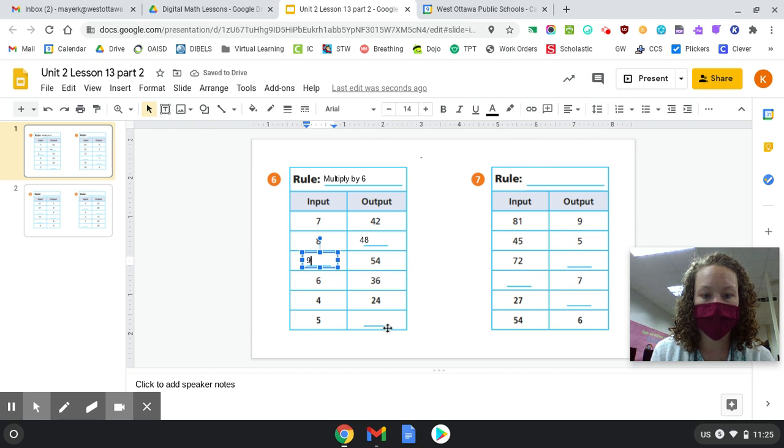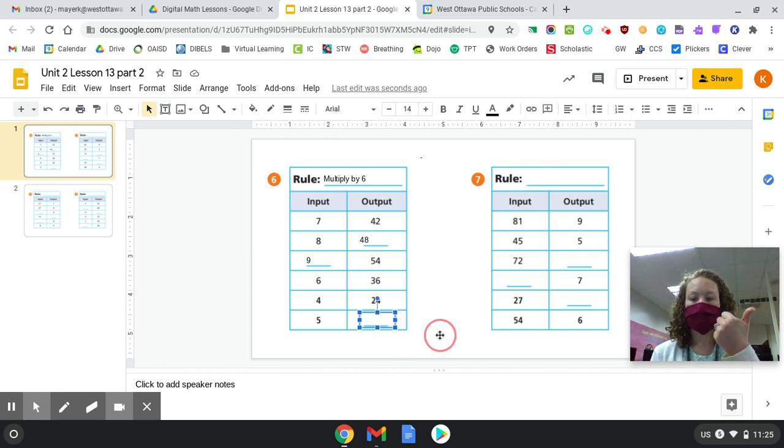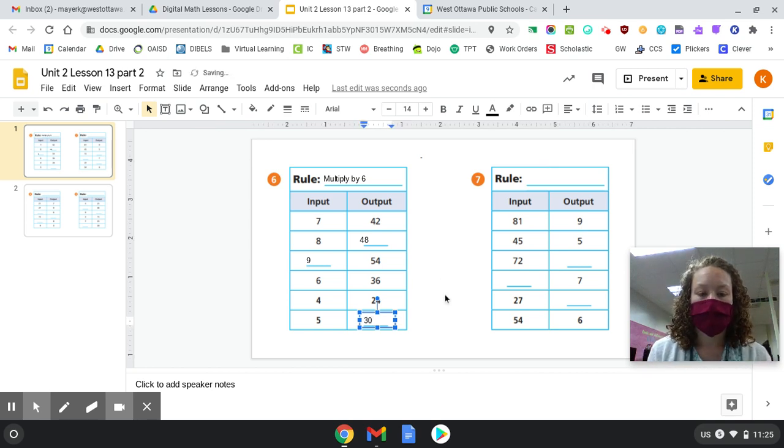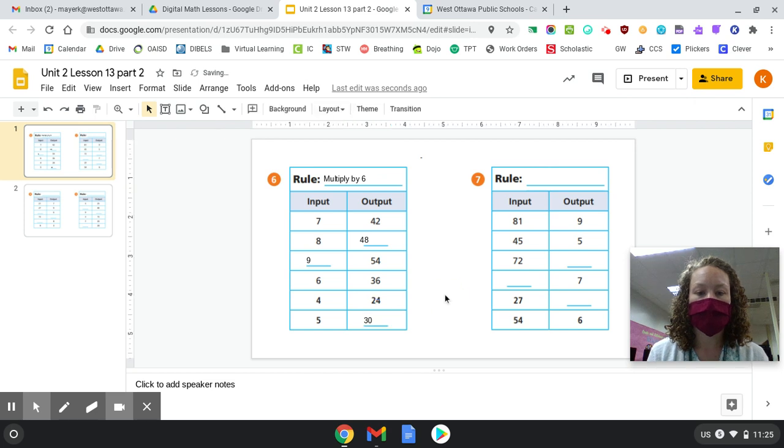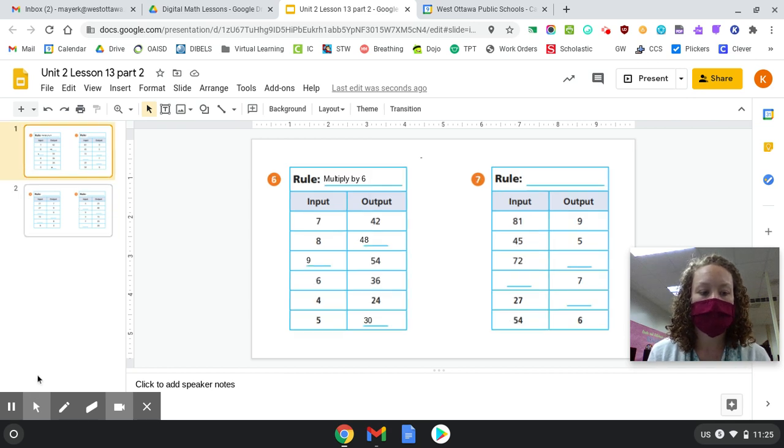And then our last one down here, we're starting with 5, and we're going to multiply it by 6. 5, 10, 15, 20, 25, 30. So your job is to complete this other input-output table over here and the 2 that are on the next slide. Let me know what you need help with.